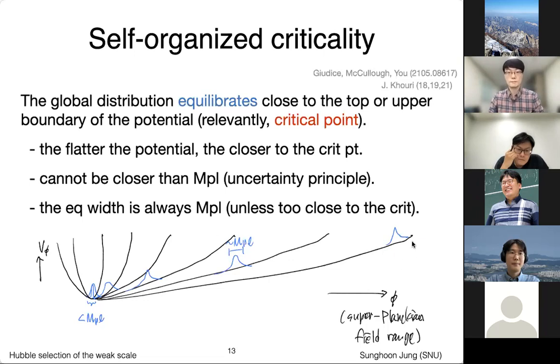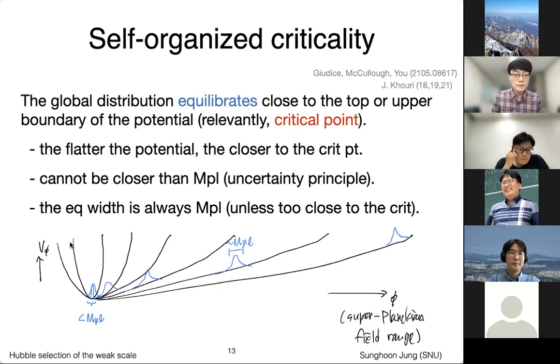But here, for example, this is the closest to the critical point. If we make the potential even flatter, then it cannot be closer to the critical point. So rather, the width of the distribution actually disperses. And eventually, if we make the potential completely flat, the distribution has to be completely uniform, spread all over the potential regime. So that makes sense, right? So these are equilibrium distributions.